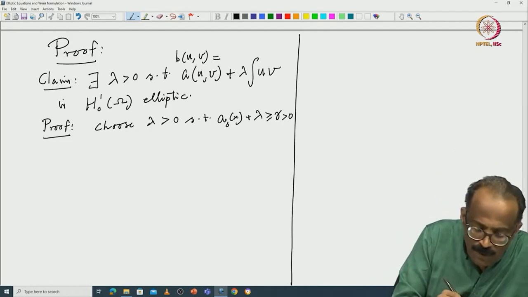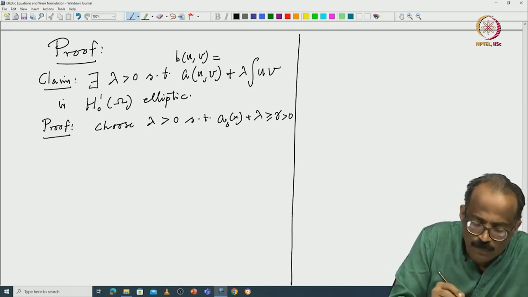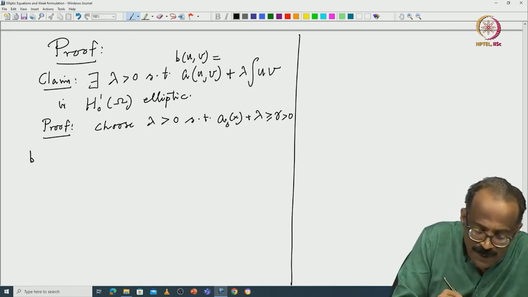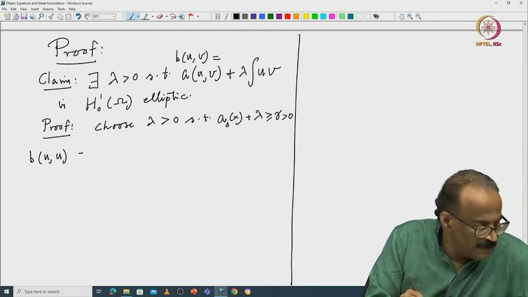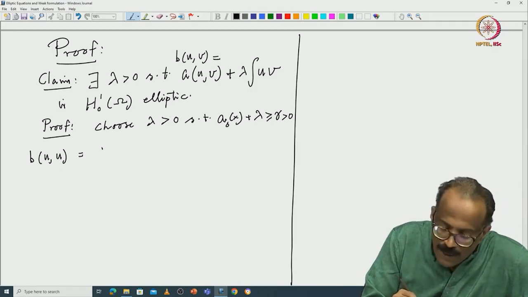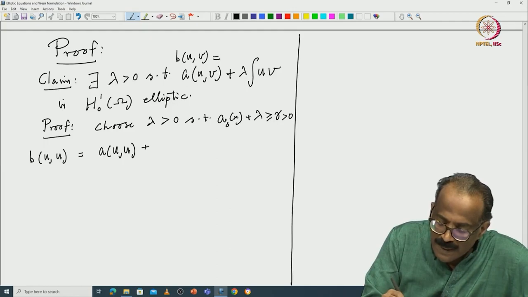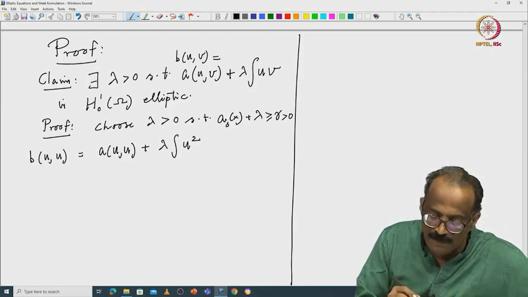So now, how do you prove that? Then what is b(u, u)? b(u, u) is equal to a(u, u) plus lambda integral of u square. So this can now be estimated.